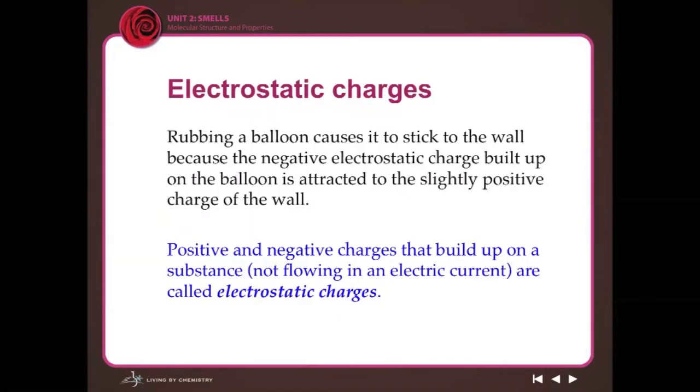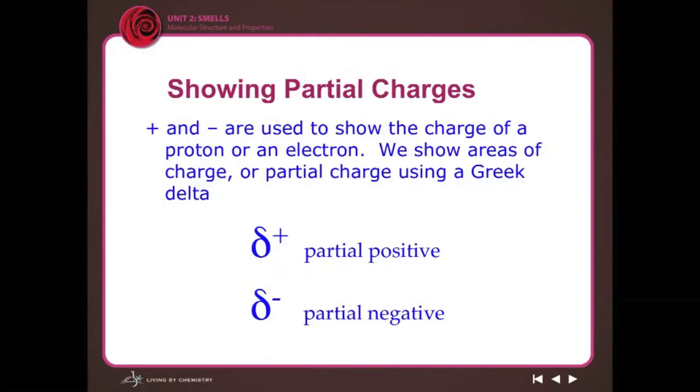Now, the partial charges have to do with electrostatic charges. That's the charges we just demonstrated. Rubbing a balloon causes it to stick to the wall because the negative electrostatic charge is built up on the balloon, and they're attracted to the slightly positive charge of the wall. And any charge that's just sitting there, not moving like in a wire or an electric current, is called a static charge, or in this case, an electrostatic charge. So a positive charge is not moving, it's existing on a substance like the spatula. In chemistry, we write these charges using a Greek delta.